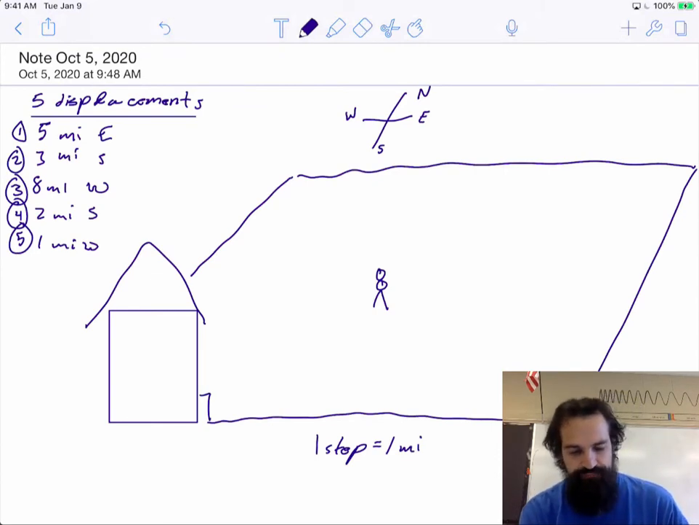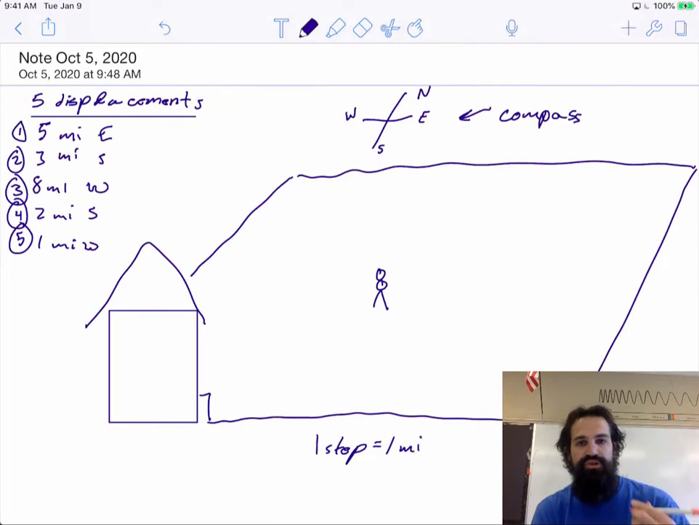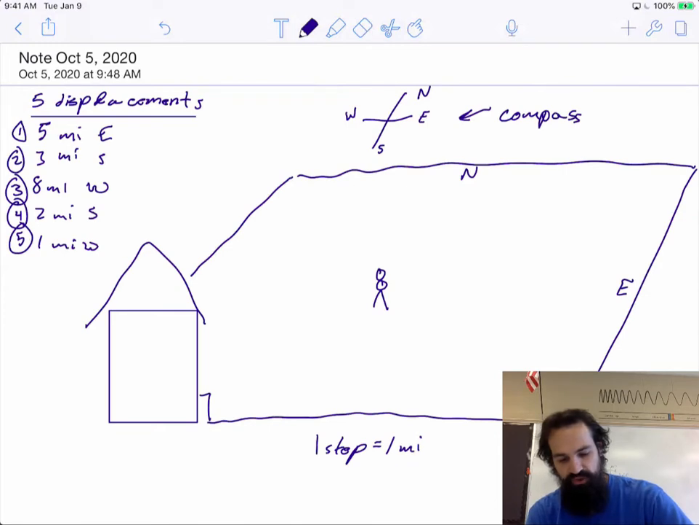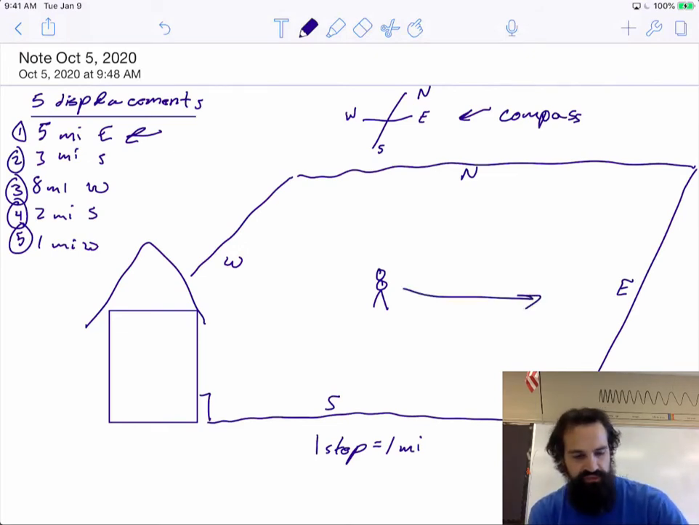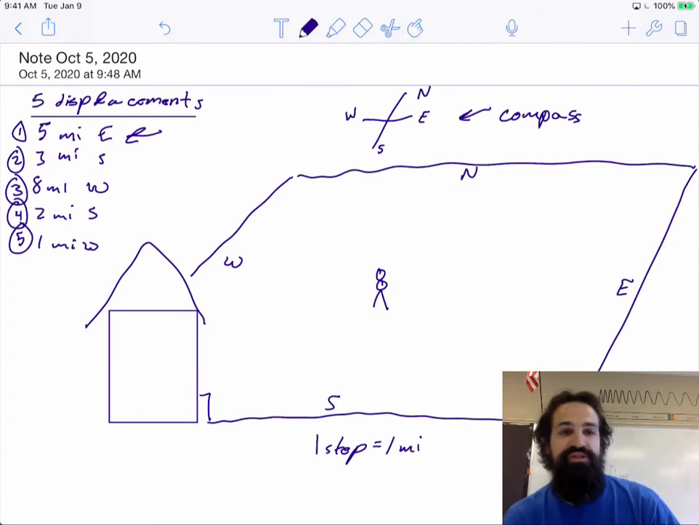You need to go outside or find somewhere where you have enough room, and you need to choose a compass. And the compass is super important. You need to be consistent. You need your north, east, south, and west to always be the same. So in that case, this wall is my north wall, this is my east wall, this is my south, and this is my west. So this first displacement, 5 miles east, I would have to walk east. The second one would be south, so I would have to go south. The third one would be west, so I would have to go west. Fourth one is south, so I would have to go south. And then west one more time. So that's roughly what I'm doing, but I am going to walk you through it in a little more detail.